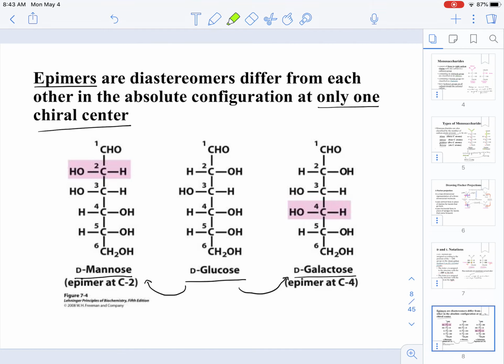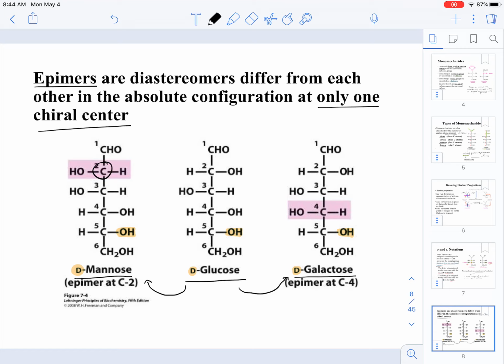Remember, because we just discussed it, I want to review: the D is because the OH that is on the chiral carbon that is the farthest away from the carbonyl is on the right. So that's why, as you can see, this is D-glucose. This is D-galactose. Now, when we compare mannose to glucose, the molecules look pretty much the same. The only thing is that at carbon 2, the OH is going to be on the left. And if we look at carbon 2, 3, 4, and 5, that is the only difference between mannose and glucose.